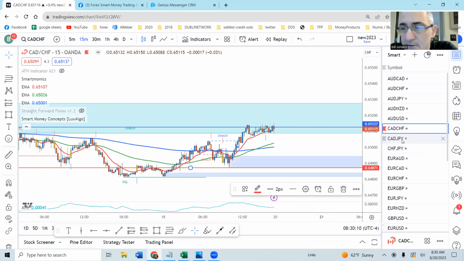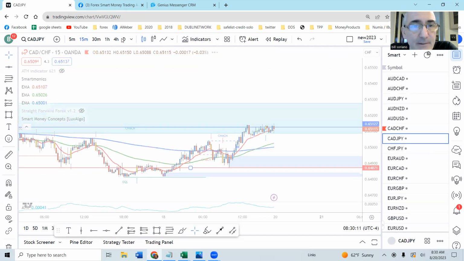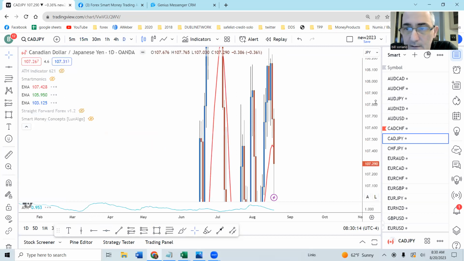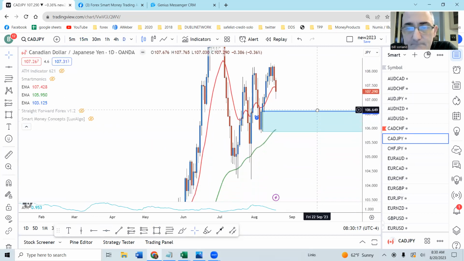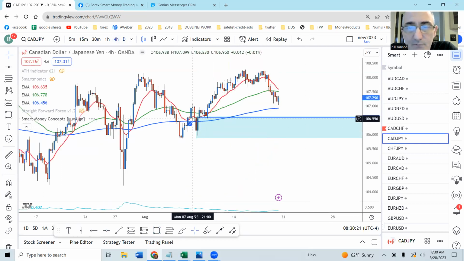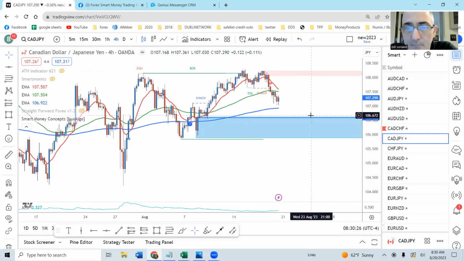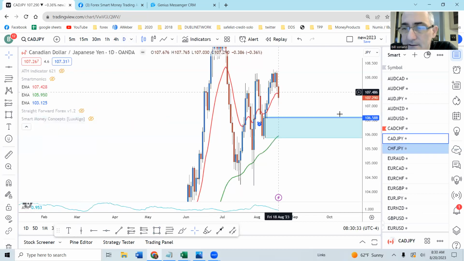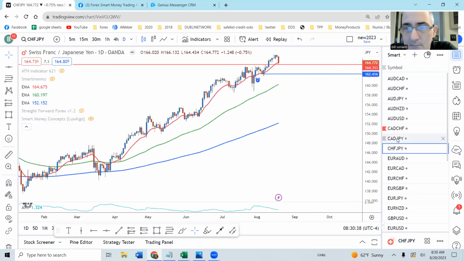All right. Okay, let's go to CADJPY. This one. Very bullish, right? Seems to be bullish on the daily. And we have this order block here that we are looking to trade from, right? So that's already set. Let's see here. CHFJPY. We just did CAD. CHFJPY here on the daily.